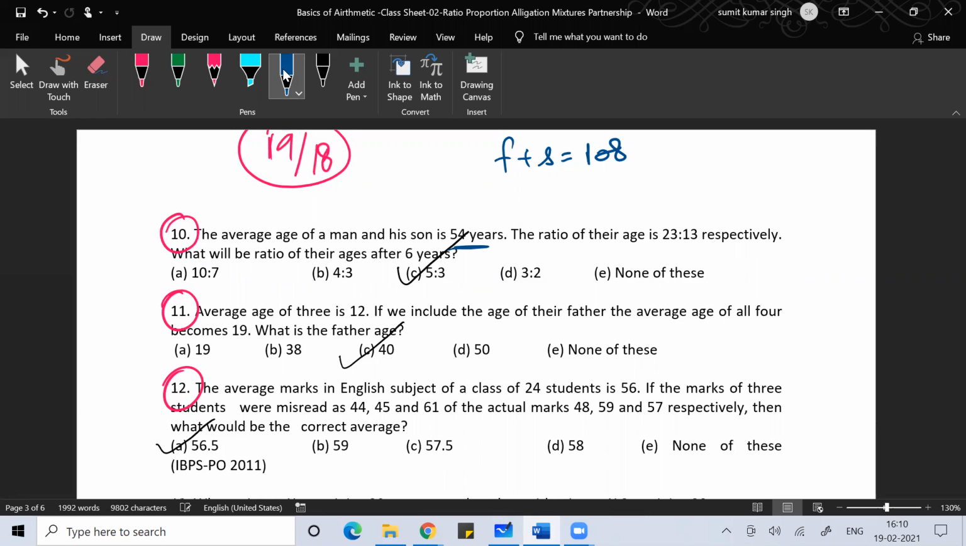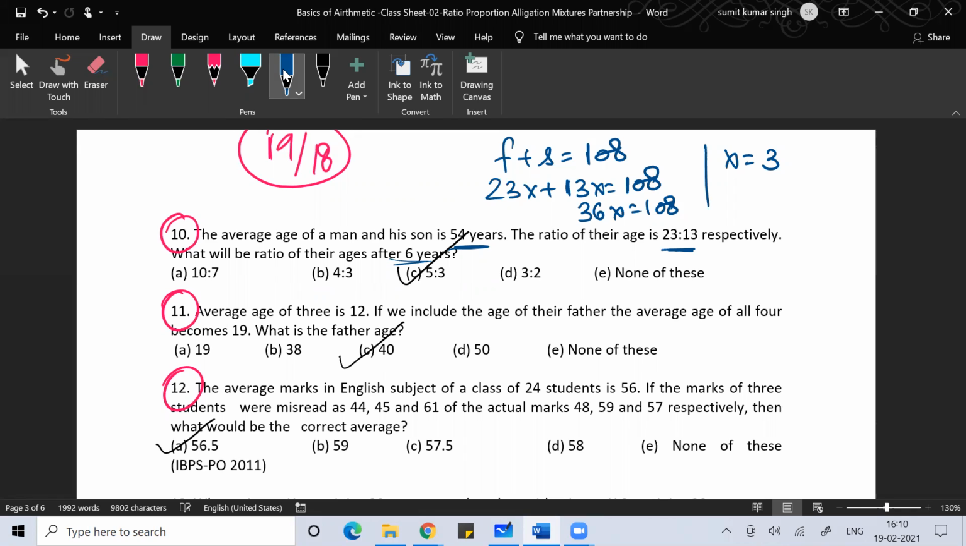The ratio of the ages is 23 is to 13. Very simple. So the father's age will be 23x, the son's age will be 13x, which is equal to 108. So 36x is equal to 108, so x is equal to 3. What will be the ratio of the ages after 6 years?